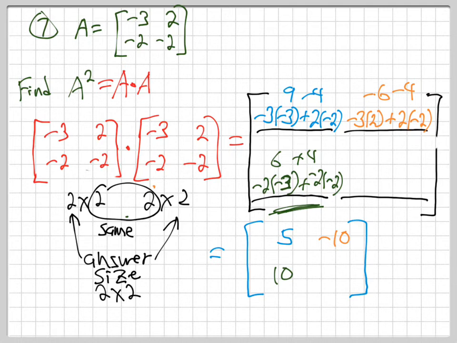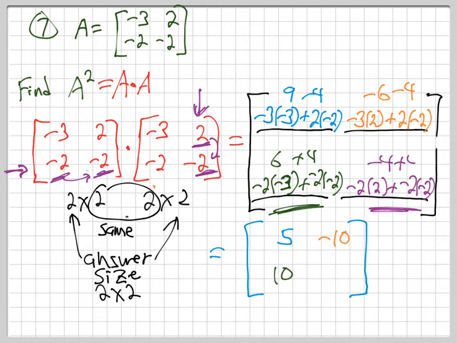Okay, so now we want the lower right. So the lower row, right column. So minus 2 times 2 plus. Then you jump to the right and you jump down. Always to the right and down. It's always how we jump. Minus 2 times minus 2. What is that? Minus 4 plus 4. 0. And there's our answer.